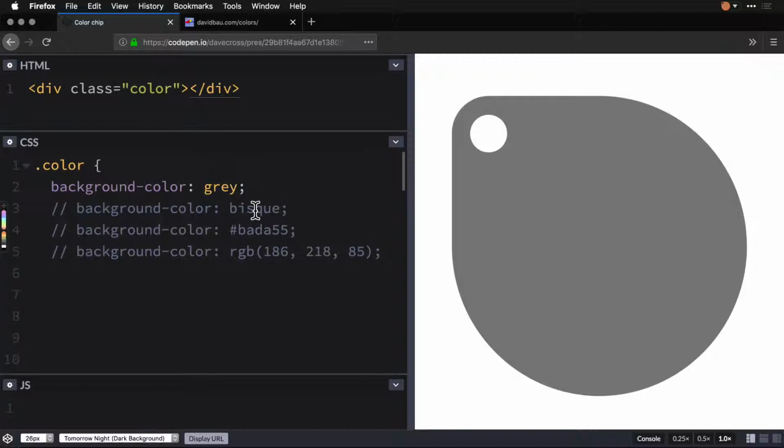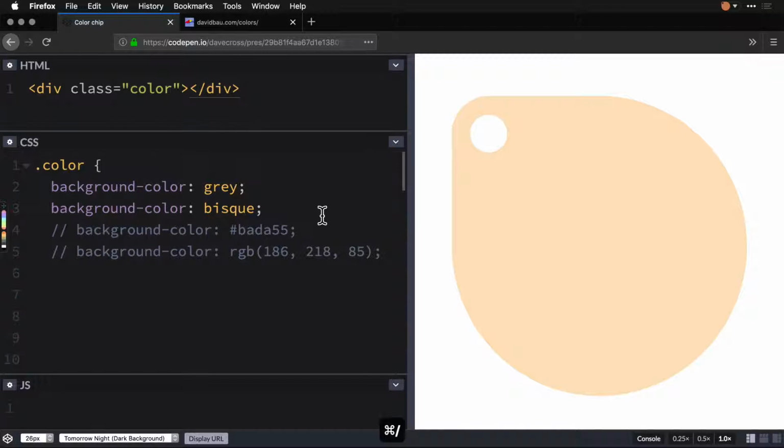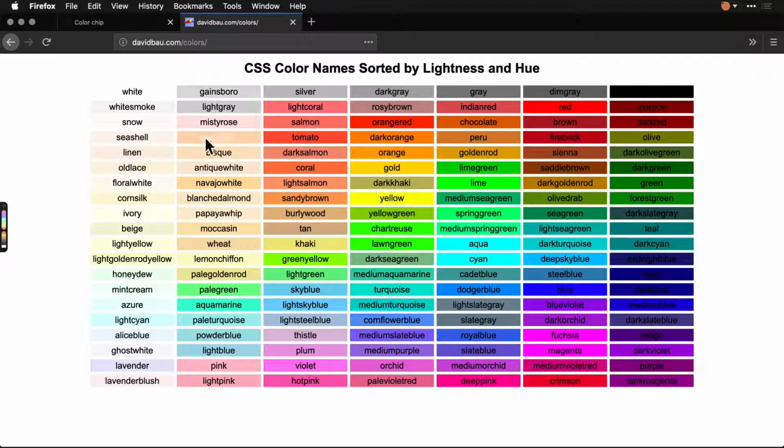Things like bisque. Well, first, I would never even dream to name a color bisque. That just doesn't work for me. And second, knowing what color this is, I have no idea. Okay, if you take a guess, you might guess something. I would think something like a soup, bisque, but it's actually this light tannish color. And in order to find this, I didn't even make this up. I went and found a list that has all of these colors in here.